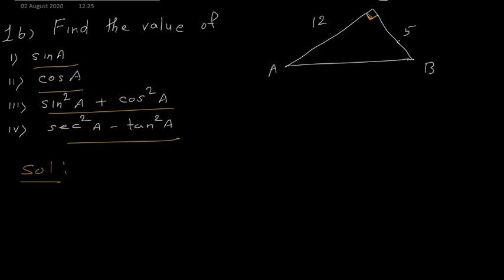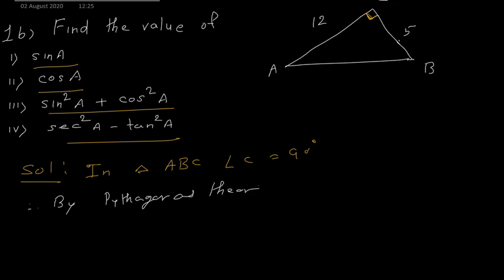So here in triangle ABC, angle C is 90 degrees. Therefore I will say that in triangle ABC, angle C is 90 degrees. Therefore by Pythagoras theorem, AB square is equal to AC square plus BC square. Now the value of AC is 12, so 12 square plus 5 square.